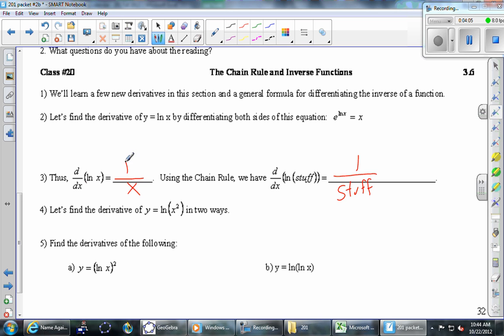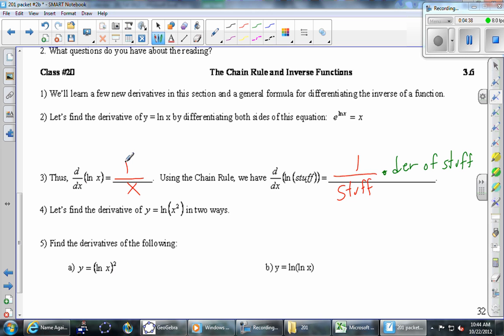1 over stuff, and then I'm going to tack on in green because every time we have the chain rule, we tack on the same thing in green. In English, what is it? Derivative of stuff. Right. So our new rule, derivative of ln of x is just 1 over x, nothing more and nothing less. And every time we have a new derivative rule, chain rule comes out and just says, okay, do what you think you should do. Instead of 1 over x, it's 1 over stuff, but then times the derivative of the stuff.